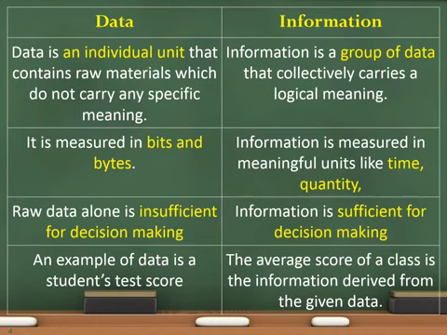This is an information. Data is measured in bits and bytes, but information is measured with some units like time, quality, or quantity. Third point, raw data alone is not sufficient for decision making, but for information, the average marks of the class is sufficient for decision making.